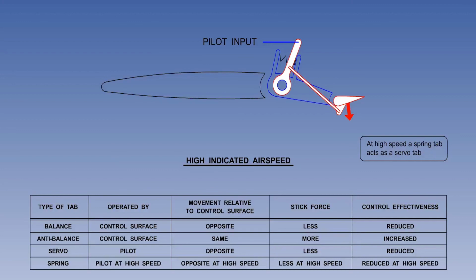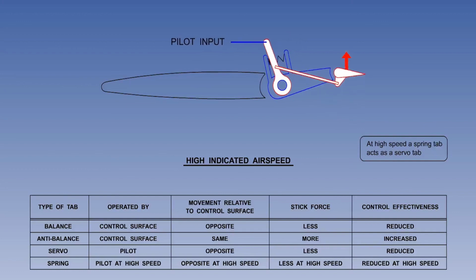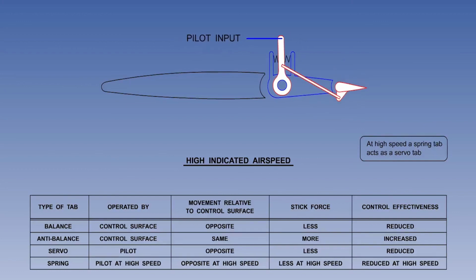Compression of the spring makes the spring tab move in the opposite direction to the control surface, so the hinge moment, stick force and feel is reduced. The higher the IAS, the greater the spring tab deflection and the more assistance the spring tab provides. To summarize, at low IAS, the spring tab doesn't move relative to the control surface. The pilot moves the control surface and the spring tab together for maximum effectiveness.